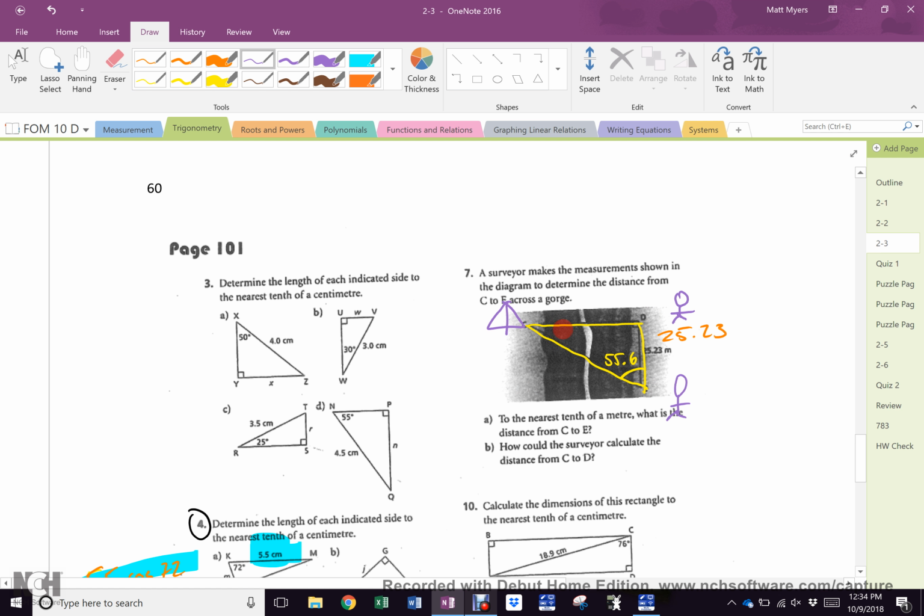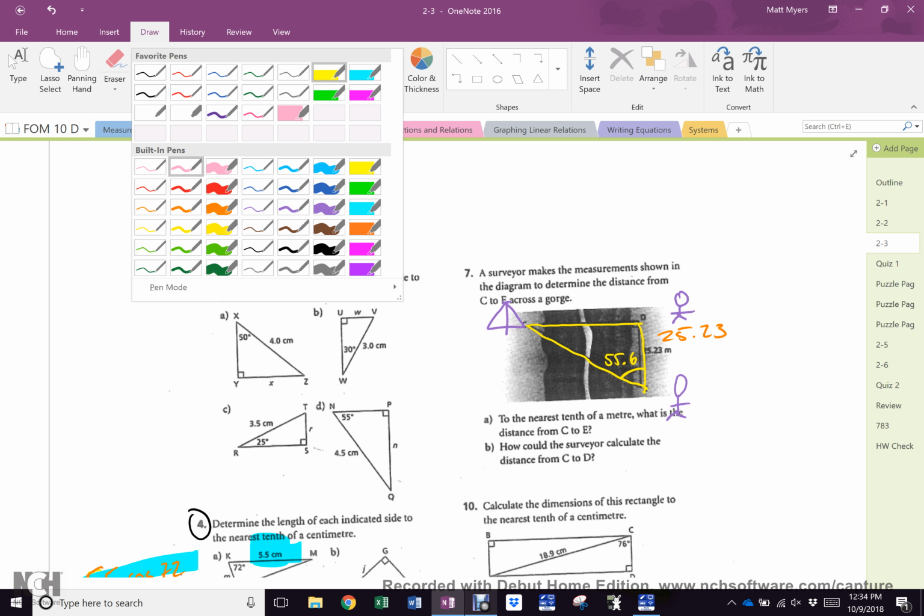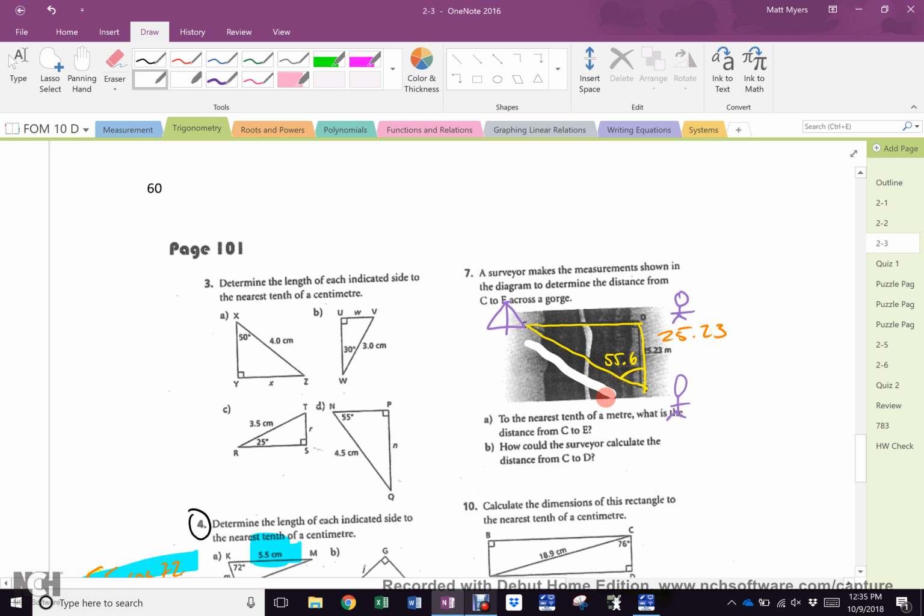That gives me this angle, doesn't it? Which gives me this angle, doesn't it? Because once you know one angle, you know the other one. Can I measure this? Of course I can, because it's on the same side of the gorge. Once I have a distance and an angle, I know both sides, don't I? C to E is that one, the hypotenuse, yes? So what do I need? Cos. Now, I don't know the hypotenuse. So is it divide or multiply? Divide. 25.23 divided by cos 55.6.